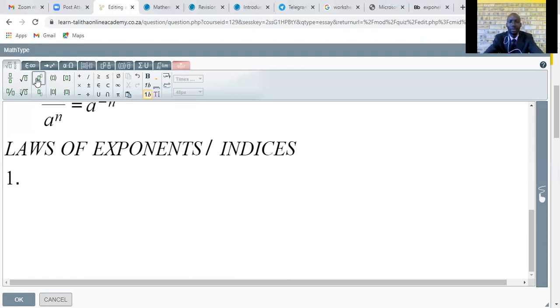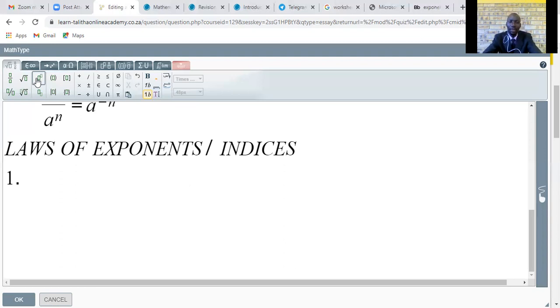What does that mean? Well, this means we start with the first law. Now, the first law, or the first rule of exponents, states that if you have a number multiplying itself, then to evaluate it, you add the exponents.